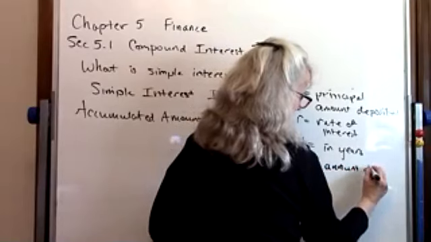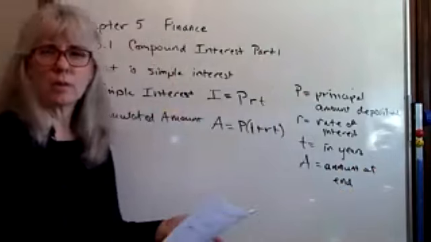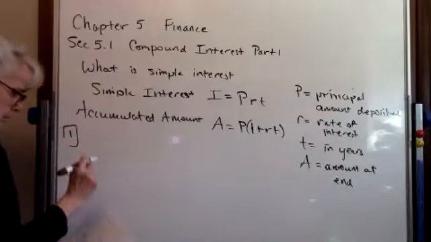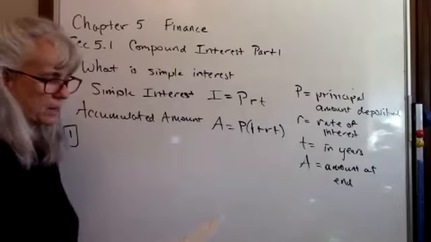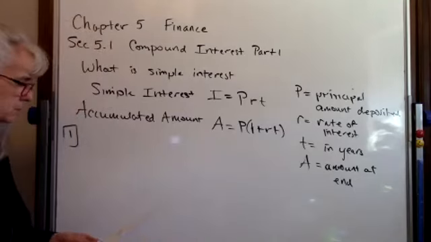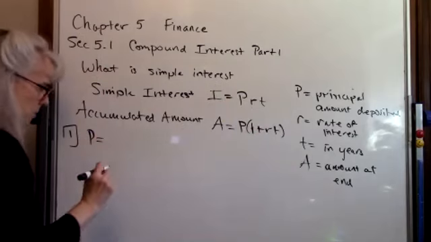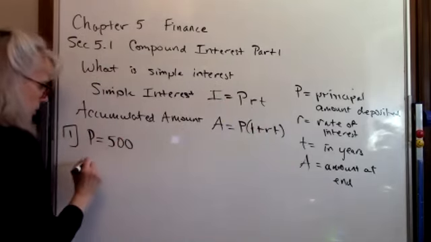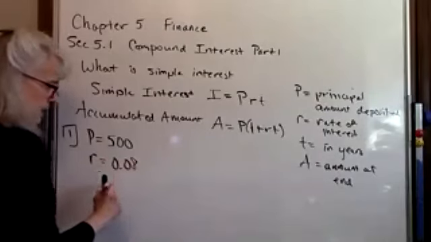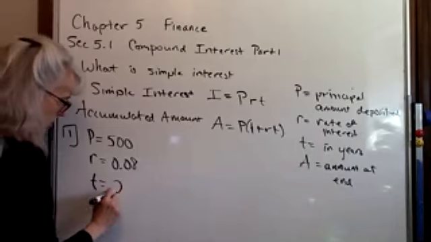So let's walk through a really simple one just to get some familiarity with the words. Example 1 says, find the simple interest on a $500 investment made for 2 years at a rate of 8% per year. And what's the accumulated amount? Let's identify all our variables. P is the principal, the money we're investing, which is $500. R is our interest rate, 8% per year, so as a decimal, 0.08. And T is the number of years, which is 2.